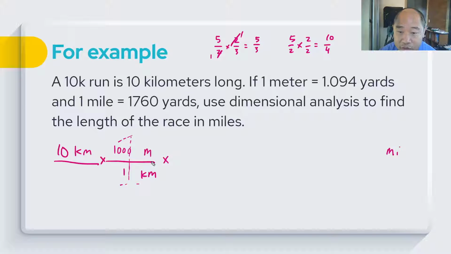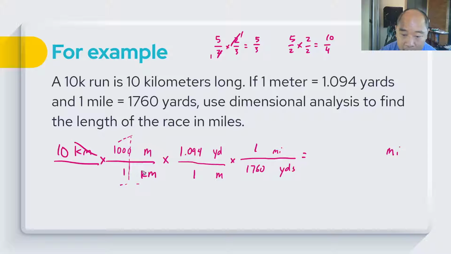We need to get to miles. And we know that 1 meter is equal to 1.094 yards. So we can multiply again by meters and yards. So 1 meter is equal to 1.094 yards. And now we're almost to miles, right? We could now multiply, where does it say it? 1 mile equals 1760 yards. So 1760 yards is equal to 1 mile.